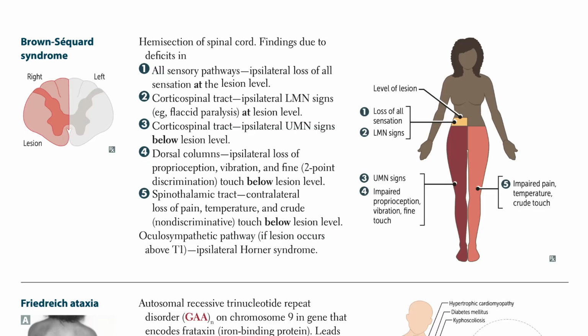Okay, now let's talk about Brown-Sequard syndrome. Here we have a hemisection. You can see this right there. Hemisection of the spinal cord. And the hemisection happens most commonly due to trauma or due to tumor. Okay, that causes the hemisection of the spinal cord.